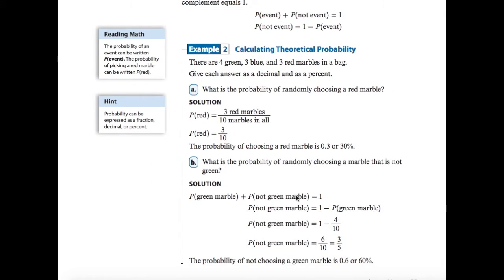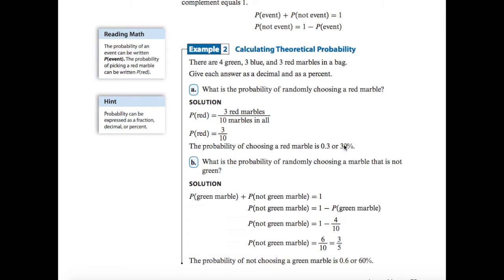In example 2, it gives you a scenario with 4 green, 3 blue, and 3 red marbles in a bag. You're going to randomly choose one of those. What are your chances of getting red marbles? So red marbles is the possible outcome. You'd have to calculate the total of those. You've got 3 red marbles versus the total altogether. 4 plus 3 is 7, plus 3 is 10, so you get 3 out of 10. Your probability for choosing red would be 3/10.